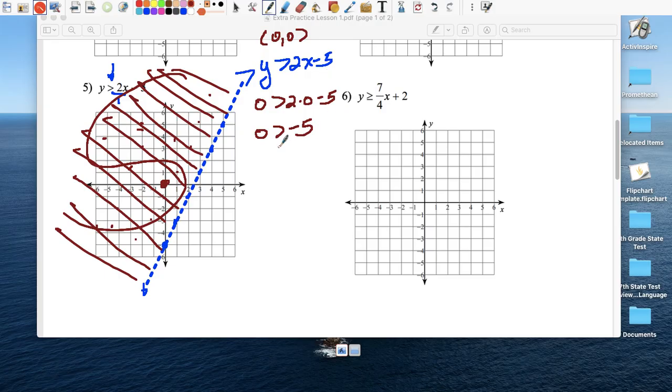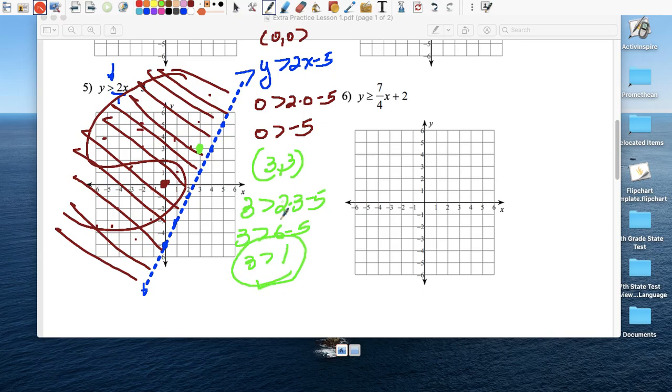That's the solution area. And then again, if that was a quiz, you would probably be asked to pick a point. You would pick any point. Let me pick one right off the bat. Let me pick the point 3 and 3. And then you would be asked to replace it and see if it actually works. So if you take the point 3 and 3 and you replace it, you will get 3 greater than 2 times 3 minus 5. 3 is greater than 6 minus 5, which is 1, which again is a true statement. 3 is greater than 1. So again, a point above the line, not including the line, makes that inequality true.